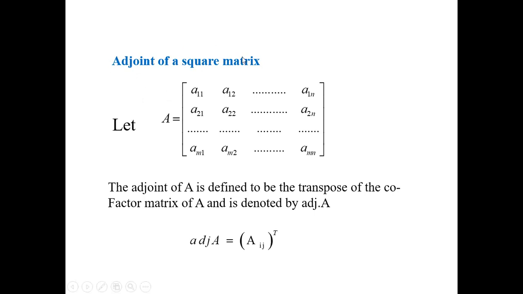Okay. Then how to find the adjoint of a square matrix? Let's say this is the method. This is a matrix A with entries A11, A12, A1n, and so on, down to Am1, Am2, Amn. The adjoint of A is defined to be the transpose of the cofactor matrix of A and is denoted by adj A. Therefore, adj A equals the transpose of Aij, the cofactor matrix.